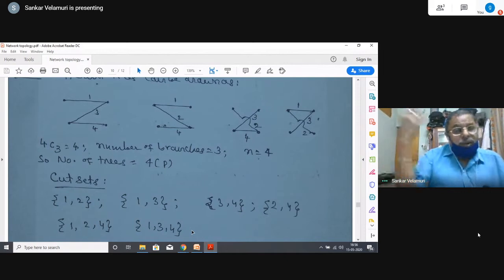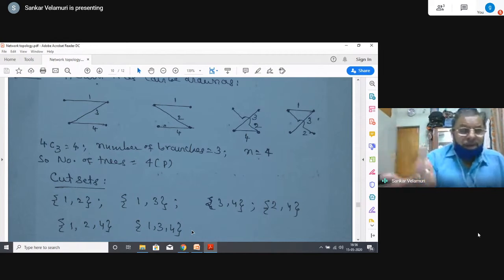You can say even if you delete all the 4 elements, 1, 2, 3, 4, it also is a cut set, no doubt. But it will not be minimal. It is not related to the spanning tree or otherwise. If you remove all the 4 elements in the graph, all the 4 vertices are isolated. That is not the solution.